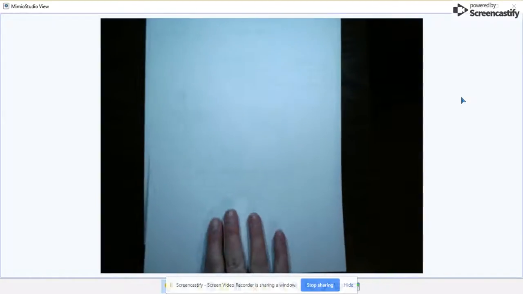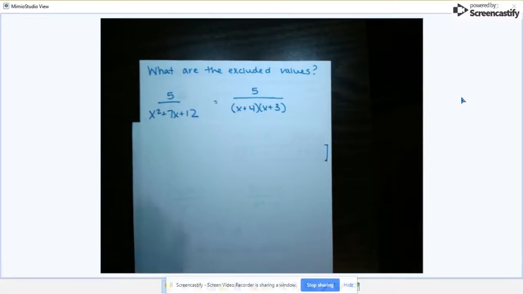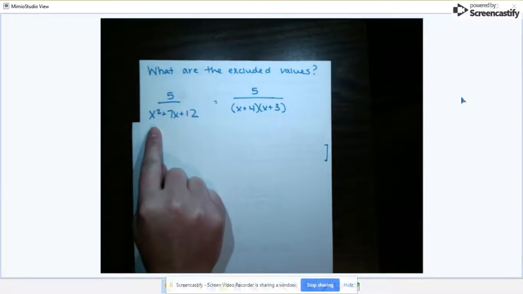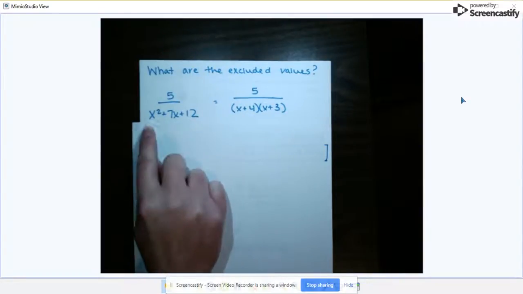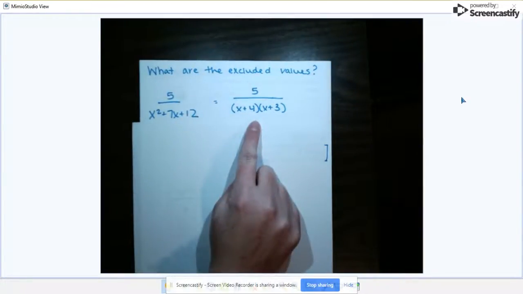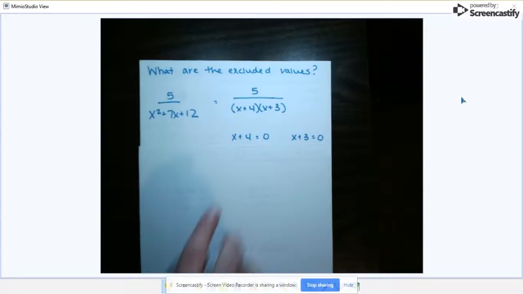So we're going to do a few examples where we just find the excluded values. So we start with 5 over x squared plus 7x plus 12. Whenever you have a trinomial that's quadratic, we always want to try to factor it. So we have x plus 4, x plus 3 once it gets factored. And then in order to find those excluded values, we take both pieces and set them equal to 0 and then solve for x. So our first piece, x can't be -4, and our second piece, x can't be -3. Those are our excluded values.